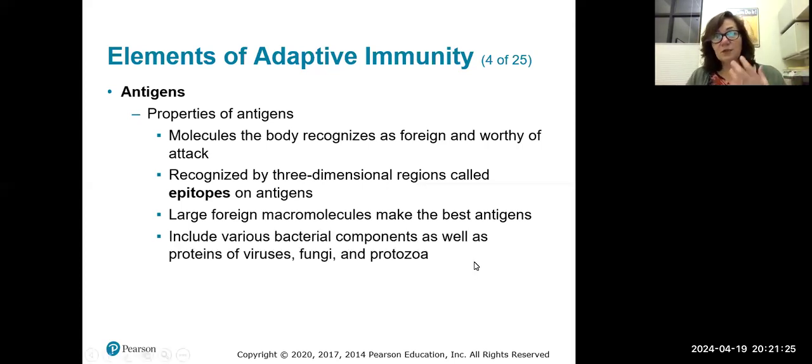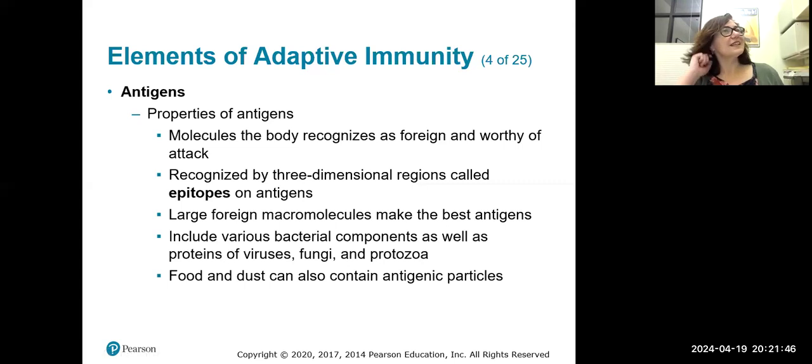So some of the things that our immune system can react to are pieces of bacterial cells, like, for example, cell walls, but also things that are unique to viruses or fungi or protozoa, things that are different from us.